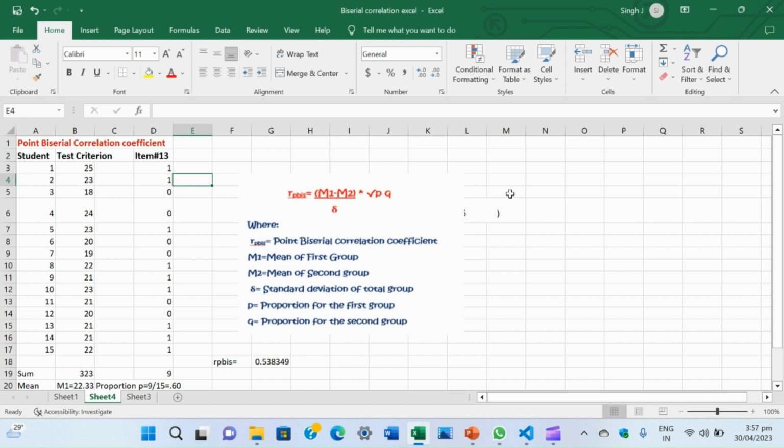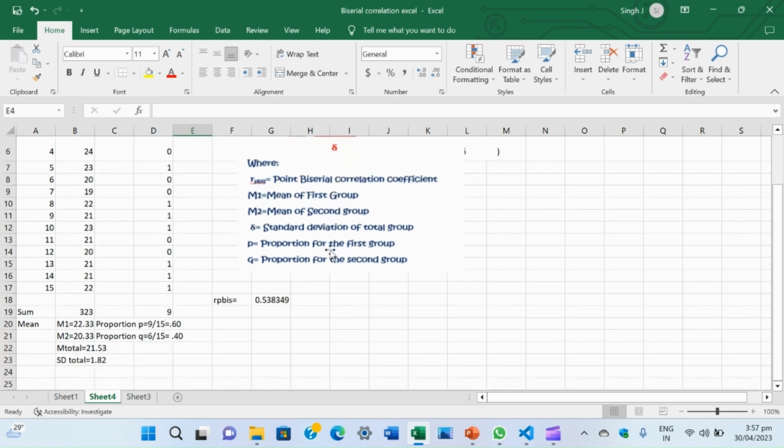The formula for the correlation coefficient is r point biserial equals m1 minus m2 divided by sigma, multiplied by the square root of p into q. Here r point biserial is the point biserial correlation coefficient, m1 is the mean of the first group, m2 is the mean of the second group, sigma is the standard deviation of the total group, p is the proportion of the first group, that is the number of students who attempted it correctly divided by the total number of students, and q is the proportion of the second group who did not attempt it correctly.